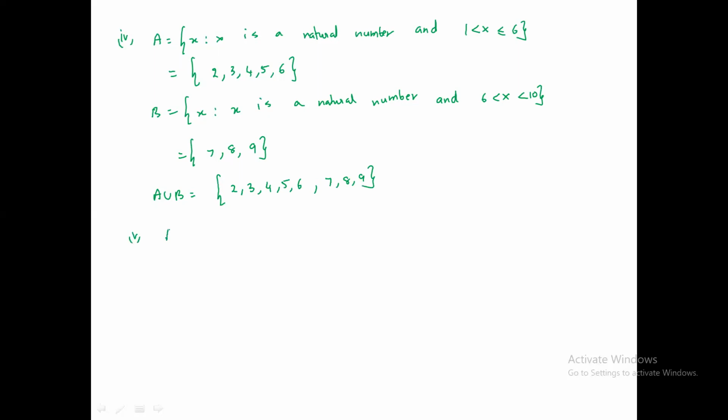Next, fifth: A is the set having 1, 2, 3 and B is just an empty set. So when I write A union B, first I will write the elements of A. Then in B, I have nothing to write because it is an empty set. So just the elements of A. So aren't the questions easy? Very, very easy.